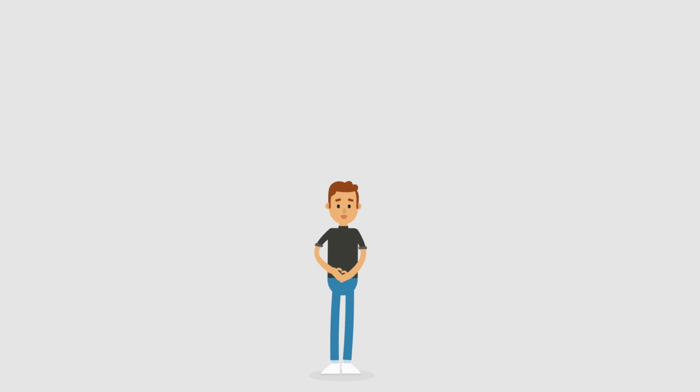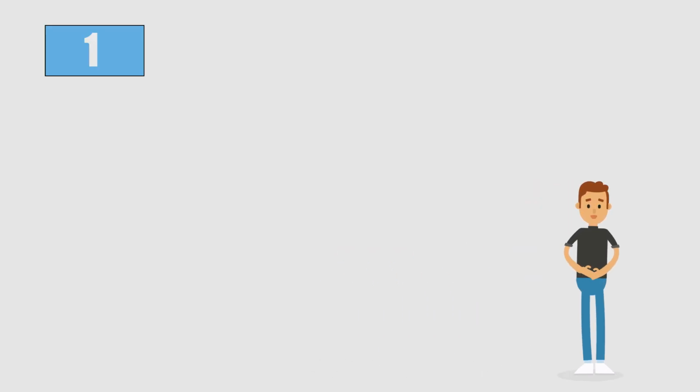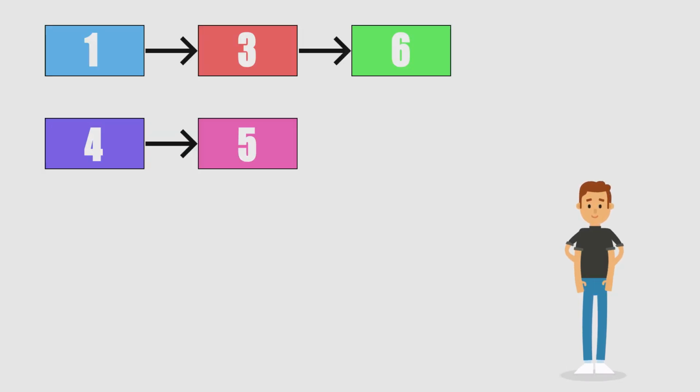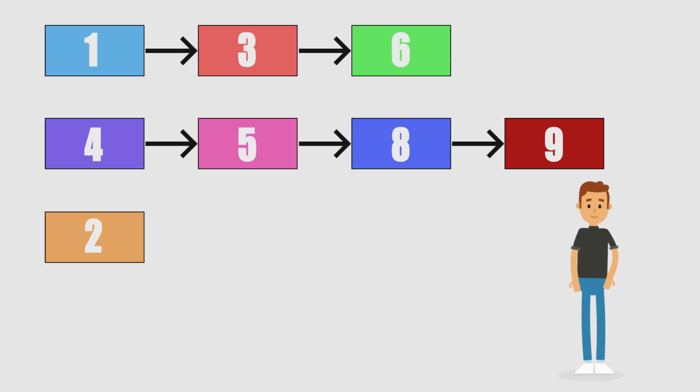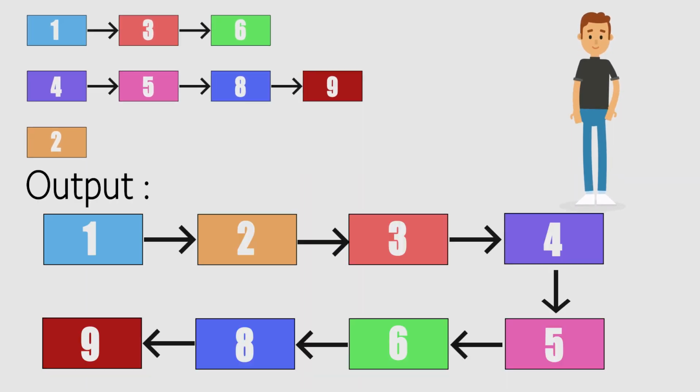So let's take an example for it. The sample input is 1, 3, 6; 4, 5, 8, 9; and 2. A linked list can also contain a single node, as we know. Now, the expected output is 1, 2, 3, 4, 5, 6, 8, 9. As we can see, it is nothing but a merged and sorted list in ascending order.